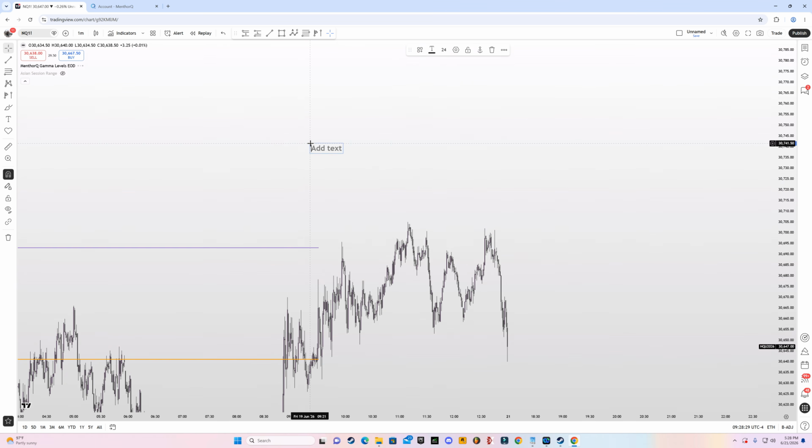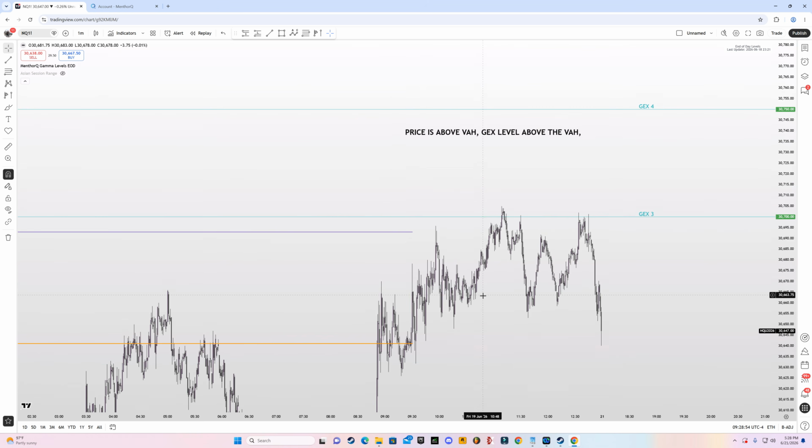We need the price to be above the value area high if you are looking for shorts in a positive gamma regime. So price is above the value area high, and then we need a GEX or a gamma level above the value area high. So a GEX level above the value area high, right? And then finally, we need our order flow confirmation.